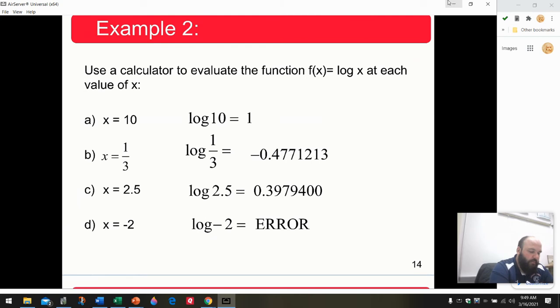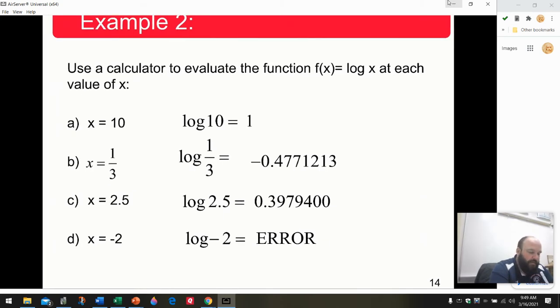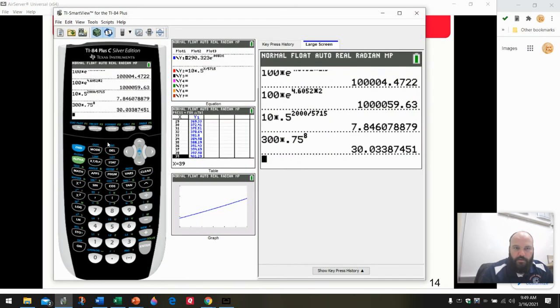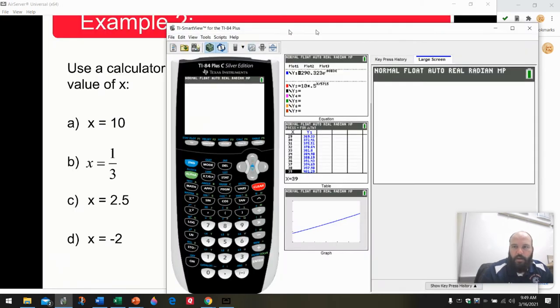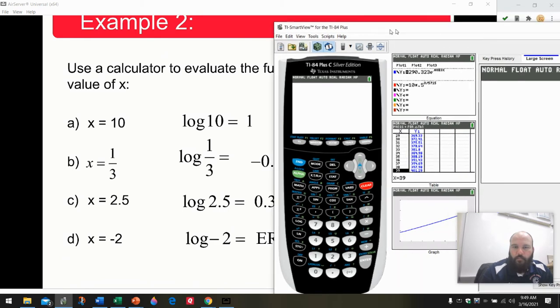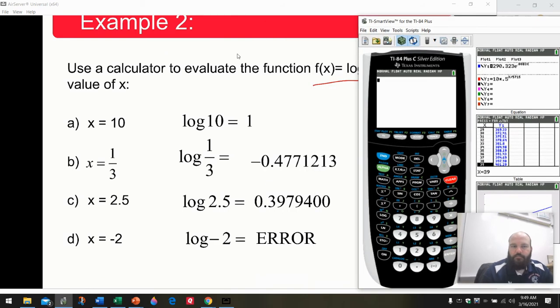So these ones ask you to evaluate the function f of x equals log of x at each value of x. So I'm going to pull up my graphing calculator, and we'll take a look at that. So the first one, they asked us to do log of 10. So your log key is right here. It says log. Type in 10 and close your parentheses. Then hit enter. You can see log of 10 is 1.